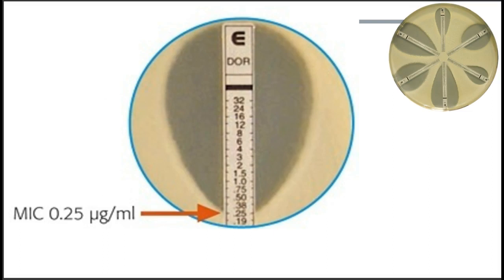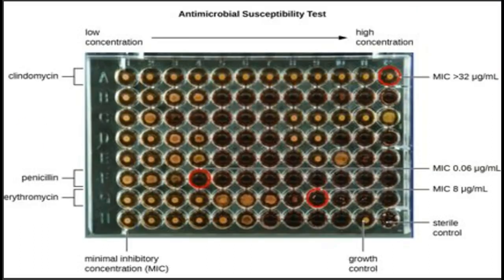And you're going to read the strip to the point where the minimum inhibitory concentration is found. So the lowest dilution that will prevent microbial growth. And if you look at this one, we have no growth all the way down to here. So our minimum inhibitory concentration is 0.25 micrograms per milliliter of this particular antimicrobial.